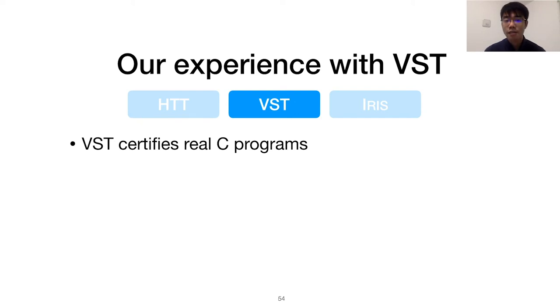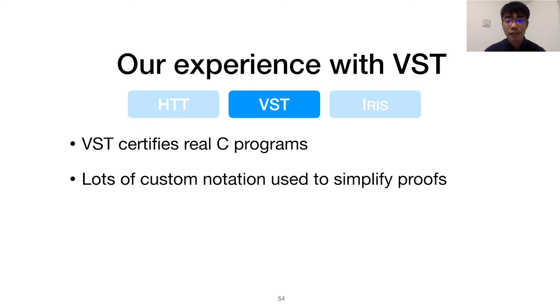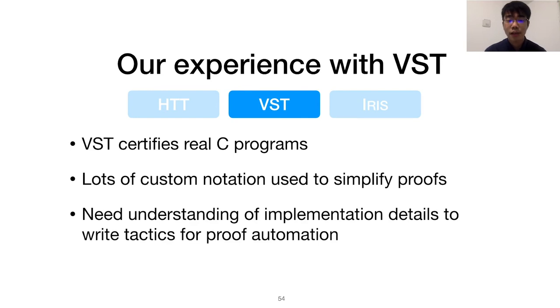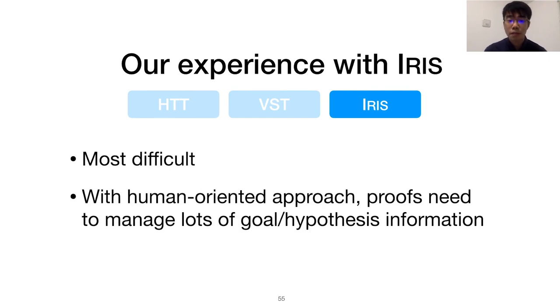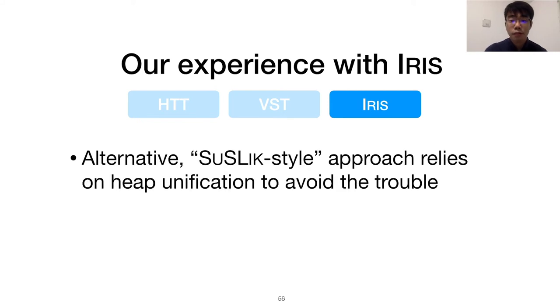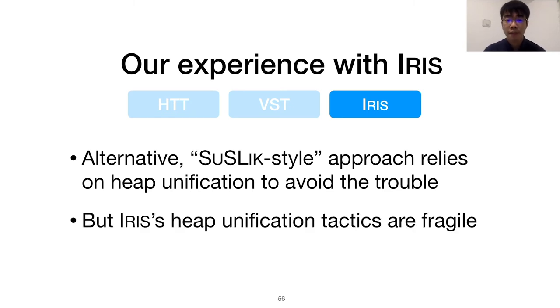Unlike HTT, VST uses a lot of custom notation to simplify the proof context, so in order to design additional proof automation tactics, we had to dig into the implementation details behind the nice notation. Naturally, this made the corresponding automation more fragile. We faced the most difficulty with Iris, whose standard human-guided proofs require lots of explicit goal management and hypothesis name tracking, to a degree that it's troublesome even with our proof context. So we extended Iris with new tactics to let us write proofs in SuSLik's proof style that relies heavily on heap unification. Unfortunately, Iris's unification tactics are more fragile compared to VST's, so it needs to be done very carefully to keep the proofs tractable.